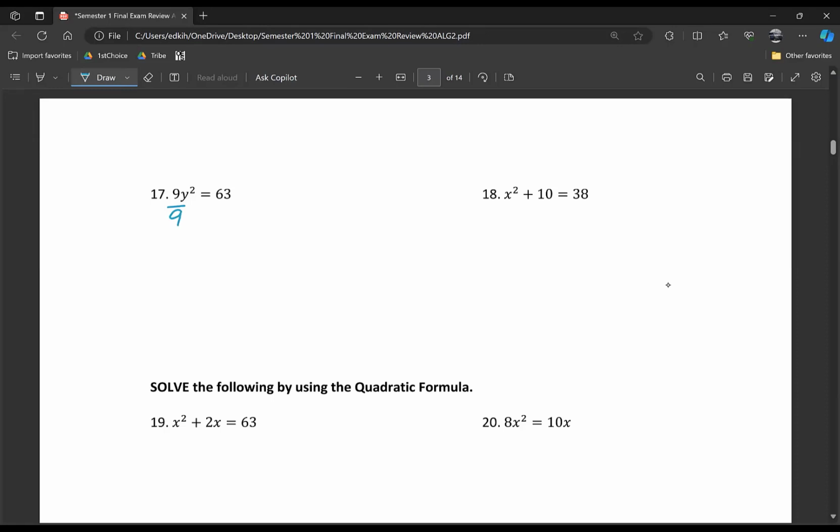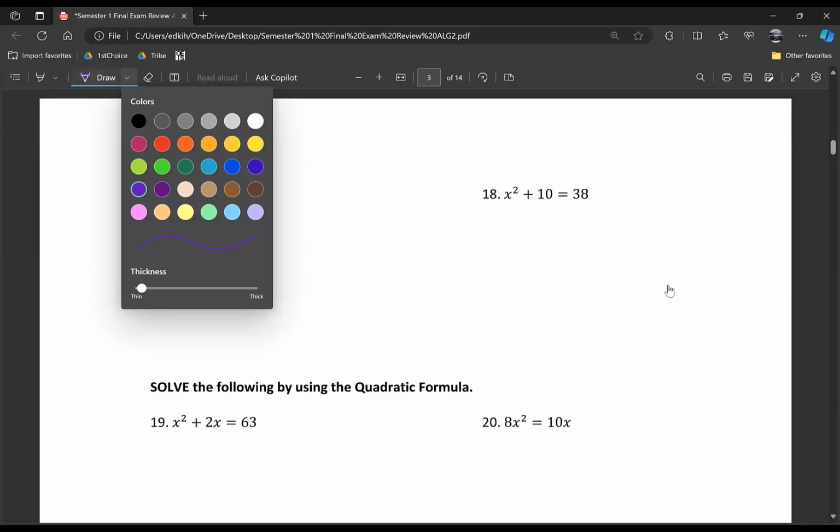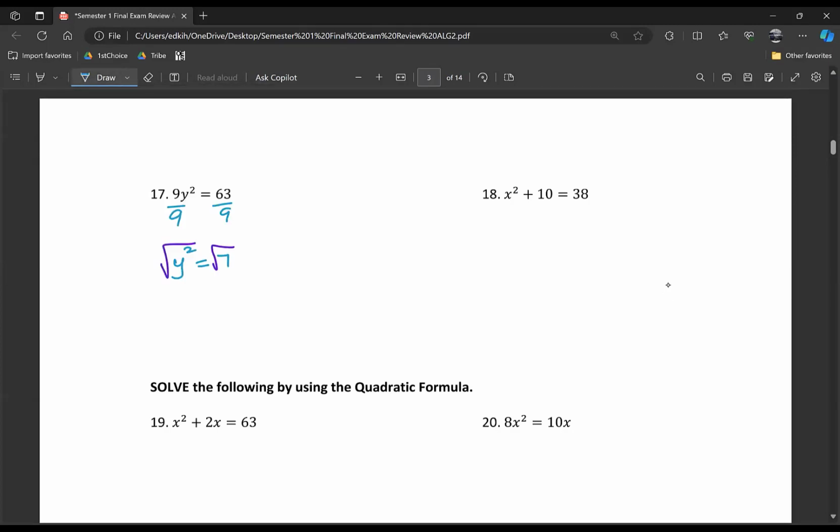Divide both sides by 9 to begin with. You end up having y squared equals 7, right? Now you want to square root both sides. Well, 7 doesn't have a square root, and we can't break it down further, so we leave our answer as plus or minus square root of 7. It's perfectly fine like that.